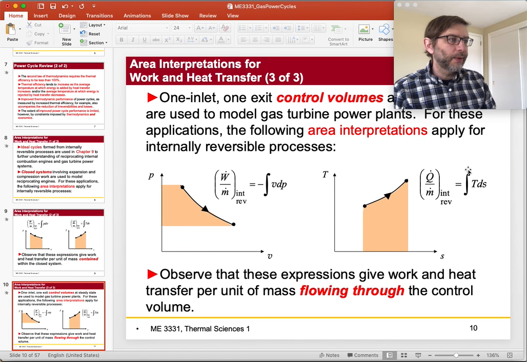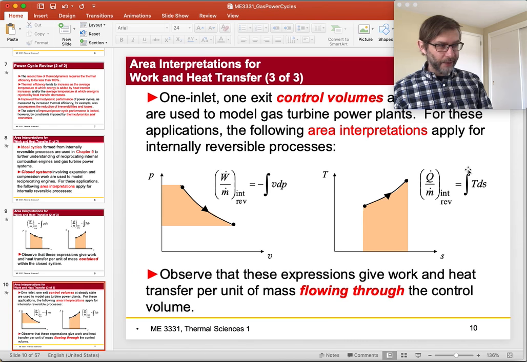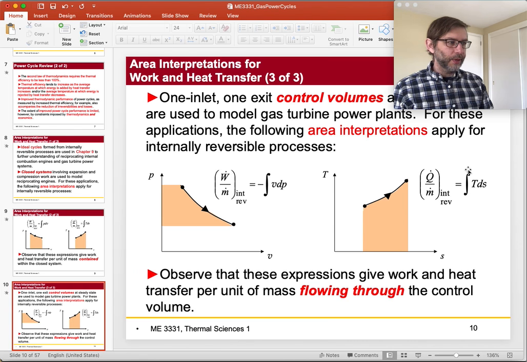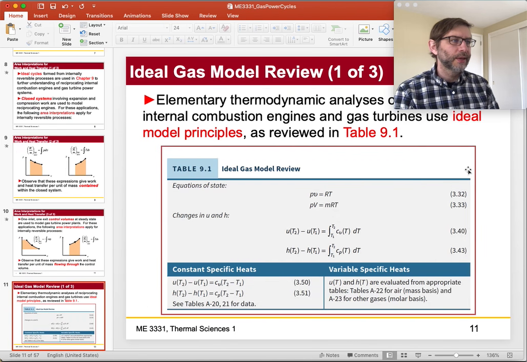For an inlet-exit control volume analysis, you see that the work is equal to VdP, because that's the reversible work. The reversible work is equal to VdP for the reversible cycle, so that's the area to the left. And TdS is the heat again for a given process for a control volume. These are important things to review. These are just review things that are useful for you, and you can have these slides.